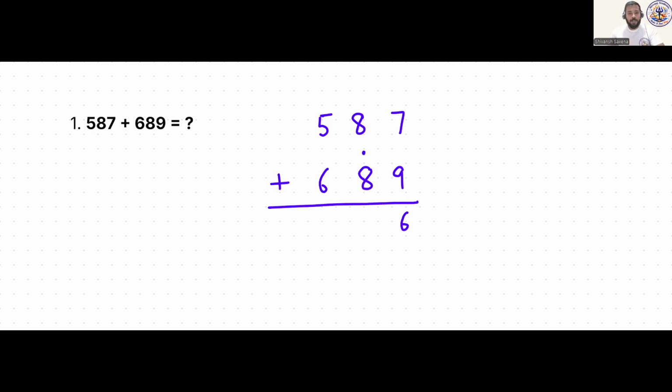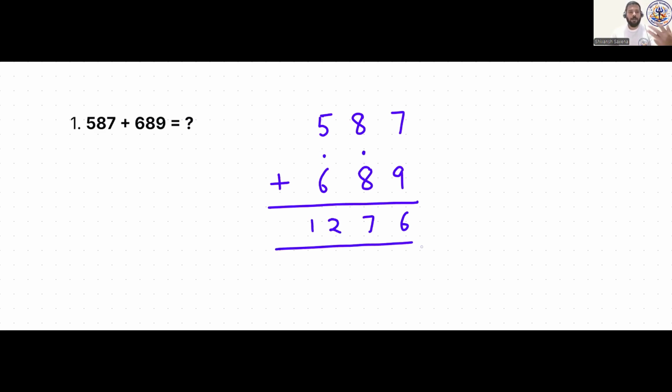Now 8 add 1 is 9. 9 add 8 is 17, which is again greater than 10. Put the excess part over here and the dot to the next number. Finally, 5 add 1 is 6. 6 add 6 is 12. So this is our answer.